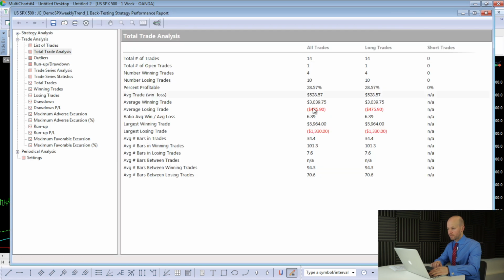Much less trades, obviously. We've got a huge average trade value, and it's much less profitable. So we've got much less winning trades than we have losing trades, but the winners are much bigger. And we can see that here. Average winning trade of over 3,000. Average losing trade is only 475, with an average win to loss ratio of 6.3.